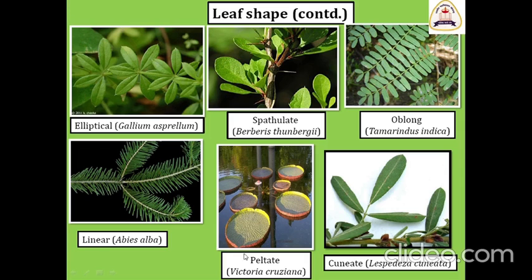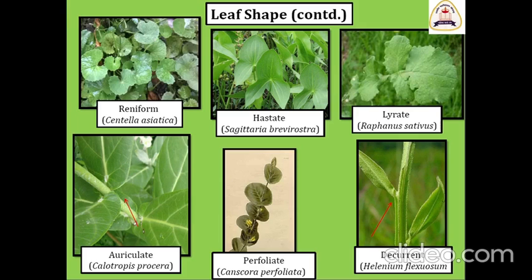Peltate, the plate-like structure, this is Victoria cruziana, where the plate-like structure is flattened and the bottom is attached to the water body and the front is in the air. This is the peltate. Cuneate means the tip is the broader area and the base is narrower. That is Lespedeza. Reniform means kidney shape or bean shape. This is the reniform, kidney shaped leaves. This is the Centella asiatica.